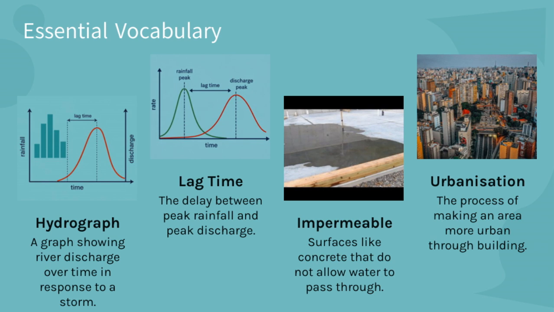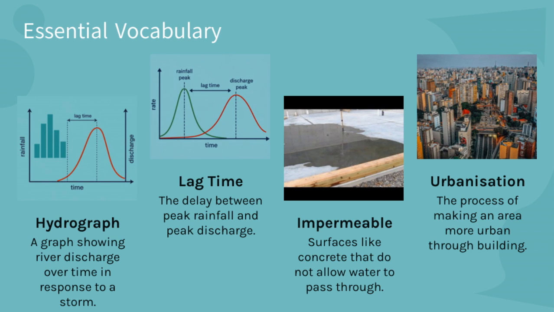The third word is impermeable. Impermeable surfaces do not allow water to pass through them. Concrete, tarmac, and some types of rock are impermeable. If water cannot soak into the ground, it flows over the surface instead. This is called surface runoff.